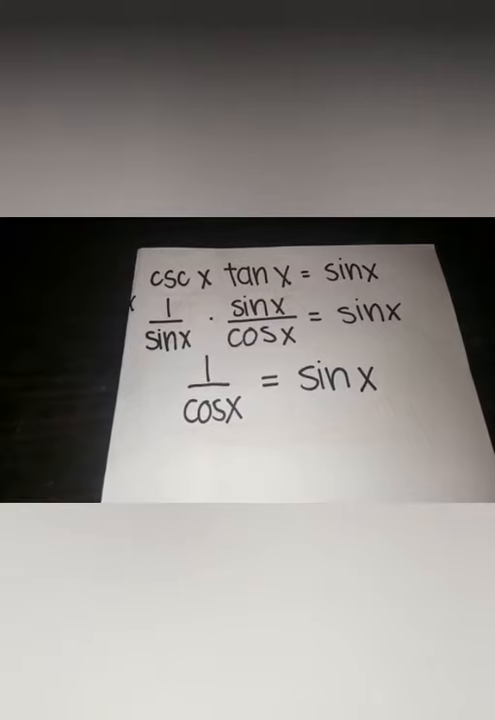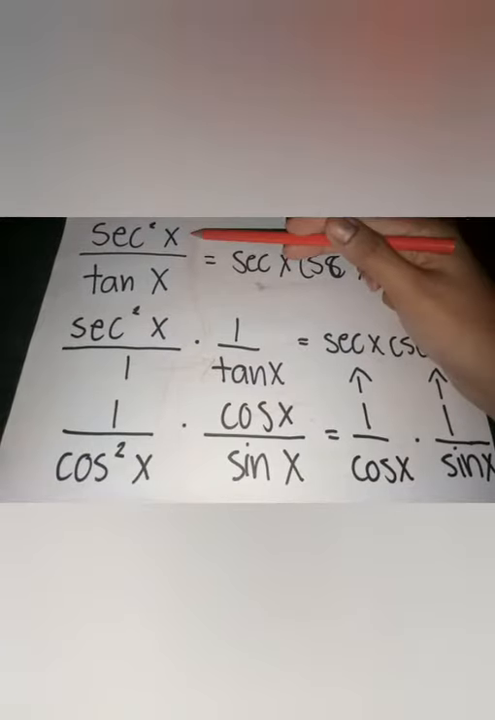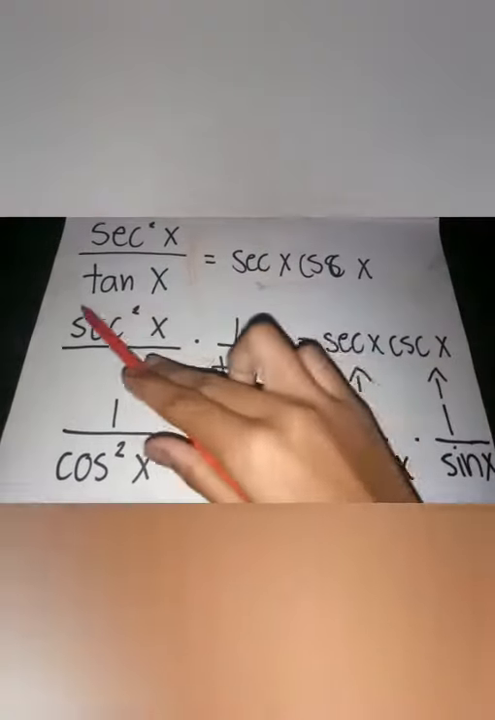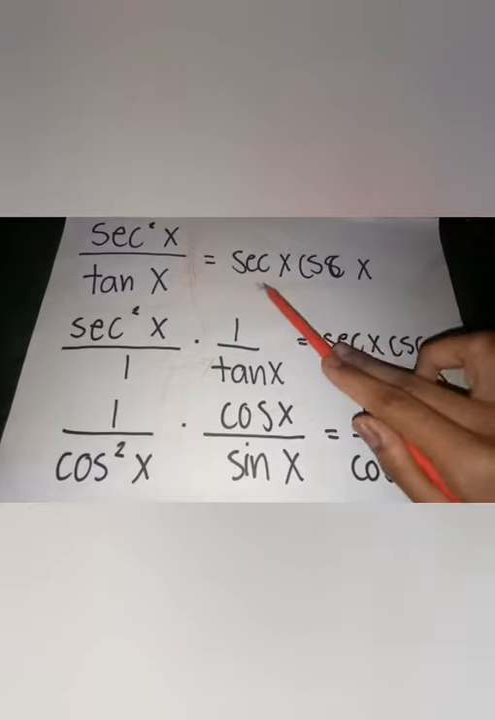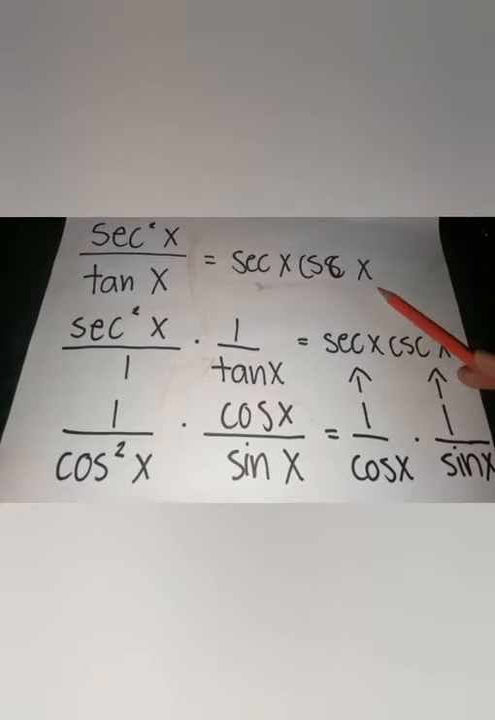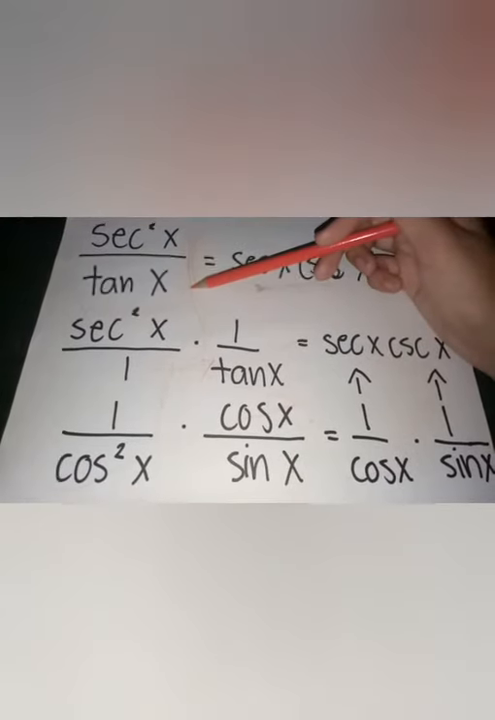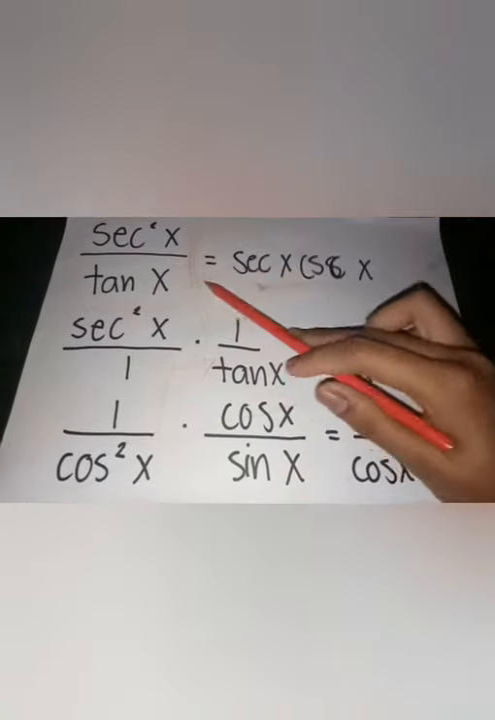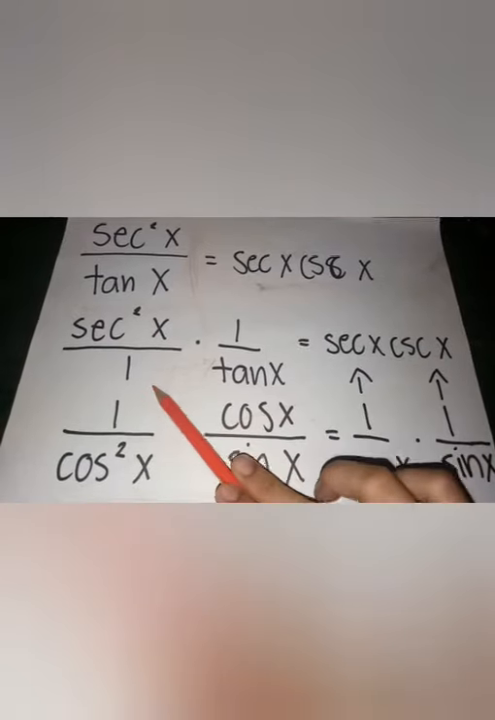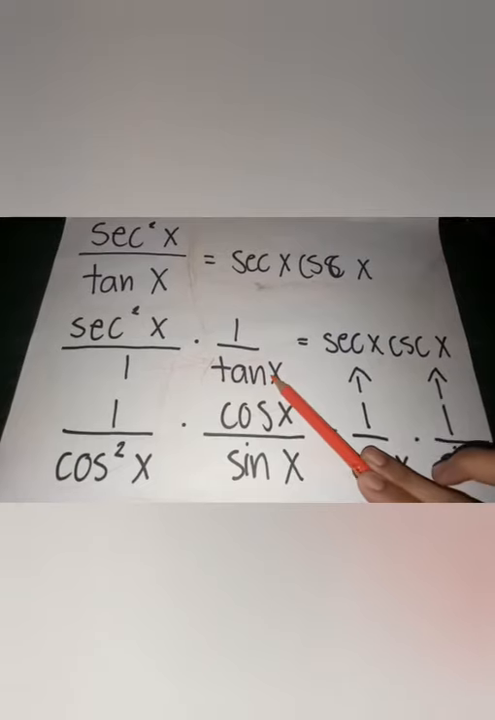a conditional equation. And for the next example, the given equation is secant squared x over tangent x is equal to secant x multiplied by cosecant x. And we will separate secant squared x and tangent x, and it will be secant squared x over 1 multiplied by 1 over tangent x.